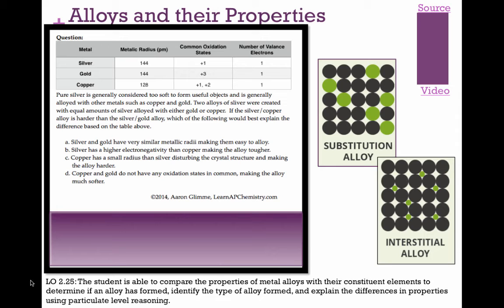Pure silver is generally considered too soft to form useful objects. It's generally alloyed with other metals such as copper or gold. Two alloys of silver were created with equal amounts. If the silver-copper alloy is harder than the silver-gold, which of the following would be the best explanation?